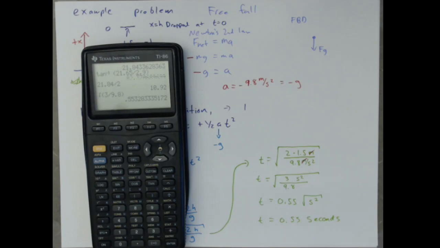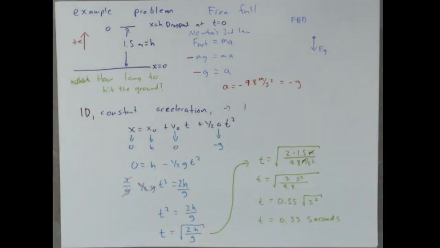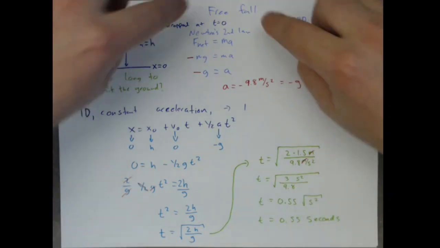So, hope that helps you see where the acceleration due to gravity comes from, and sort of another example of how to do a 1D constant acceleration problem, specifically with gravity as being your only force because you're in free fall.